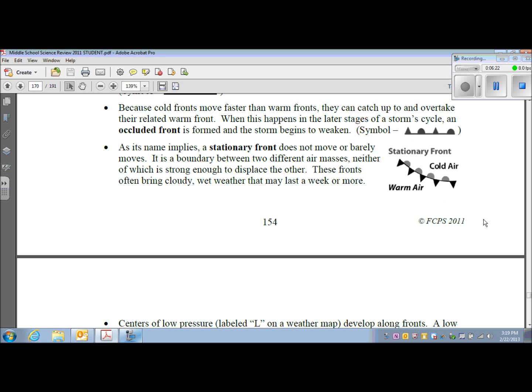As its name implies, a stationary front does not move or barely moves. It is a boundary between two different air masses, neither of which is strong enough to displace the other. These fronts often bring cloudy, wet weather that may last a week or more. Here is an example of a stationary front to the right.